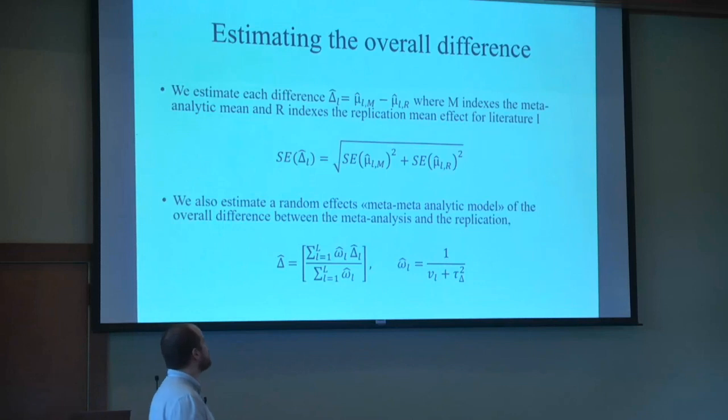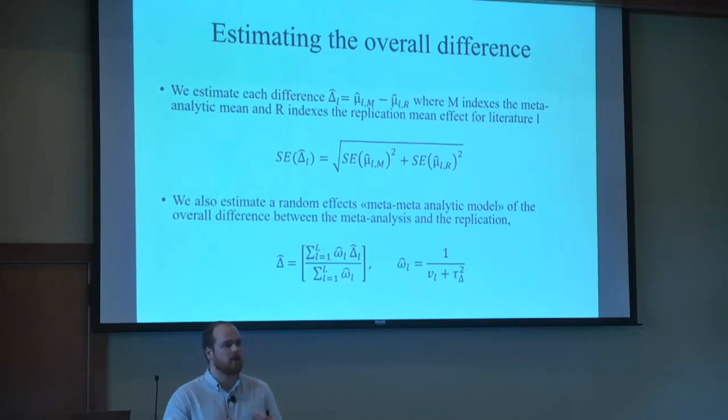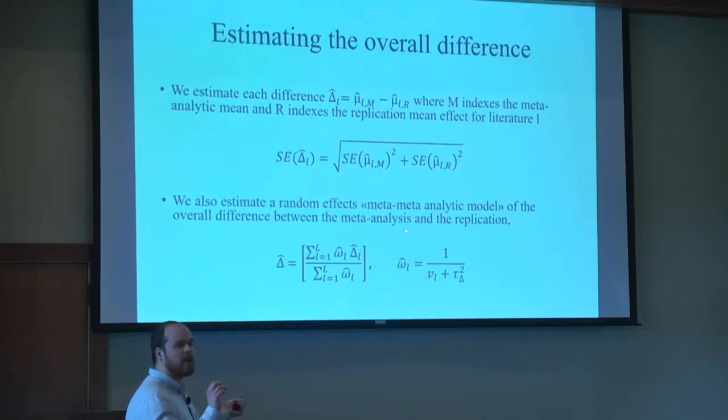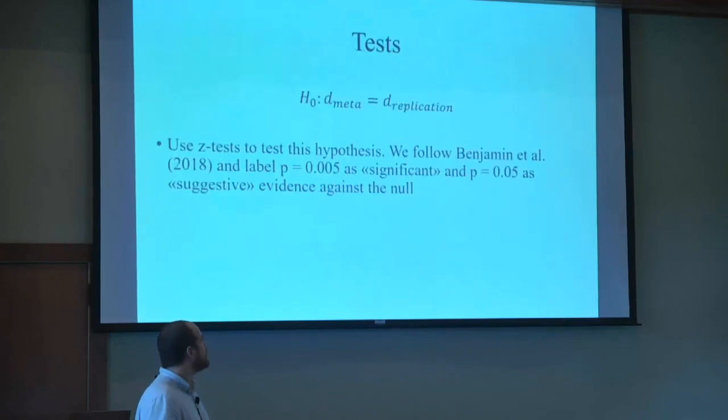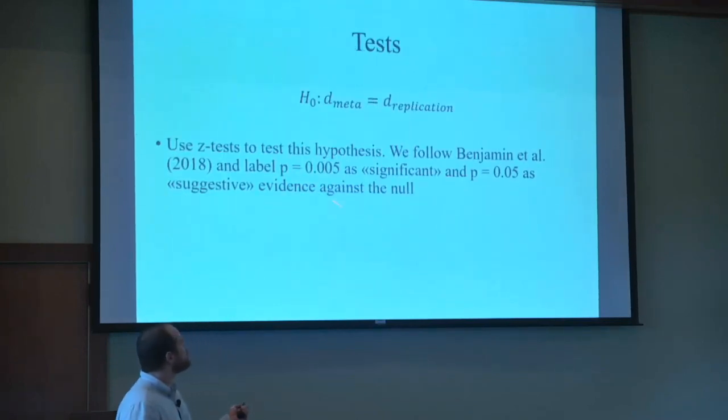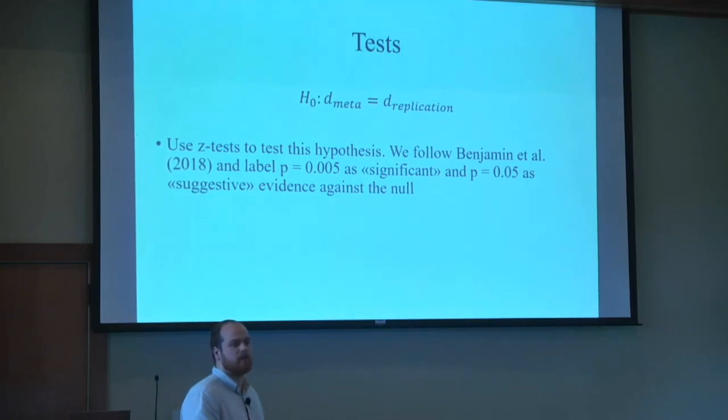For the analysis, we test for the pairwise differences for each meta-replication pair, that is, whether for each pair the meta-analysis provides a different conclusion than the replication. And we also estimate a meta-analytic model where we estimate the overall difference between the meta-analysis result and the replication result. We follow Benjamin et al. and use the 0.5% significance level to label results as statistically significant, and we refer to findings significant at the 5% level as suggestive evidence against the null.